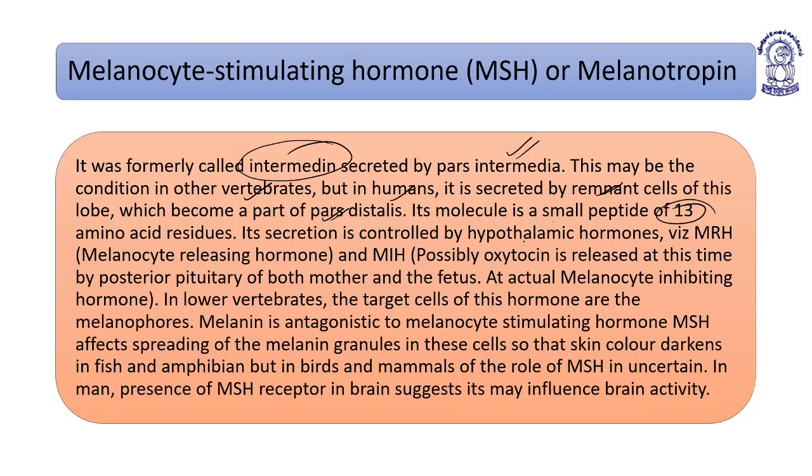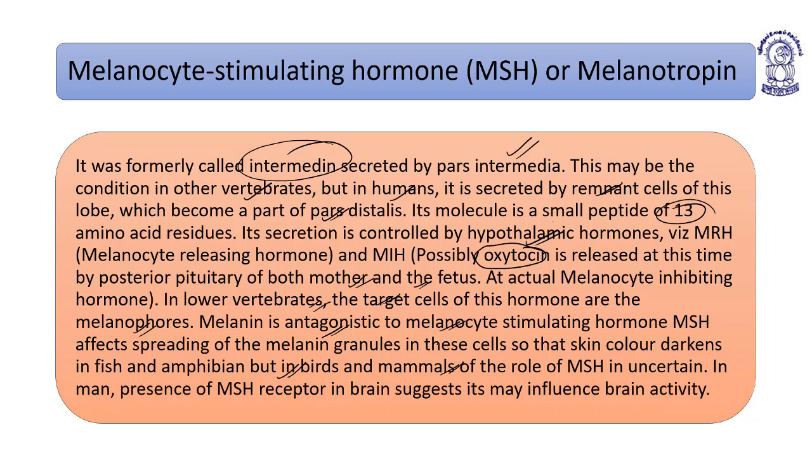Its secretion is controlled by the hypothalamic hormones, melanocyte releasing hormone and melanocyte inhibiting hormone. Possibly oxytocin is the melanocyte inhibiting hormone, produced by the posterior pituitary of both mother and fetus. In lower vertebrates, the target cells of this hormone are the melanophores. Melanin is antagonistic to melanocyte stimulating hormone, which spreads the melanin granules in these cells so that the skin color darkens, in fish and amphibians.